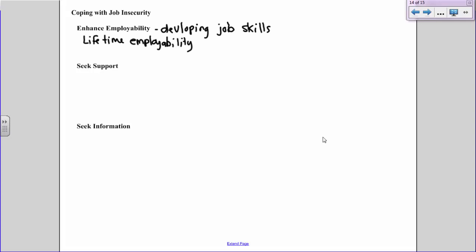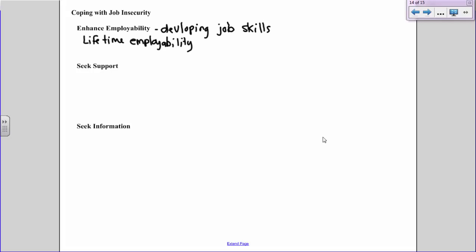That's really the new concept of job security. Not, I'm going to have this job for the rest of my life, but I'm going to be able to get a job no matter what. Be loyal to yourself, your work, and your profession. So how can you do this, right? How can you enhance employability?